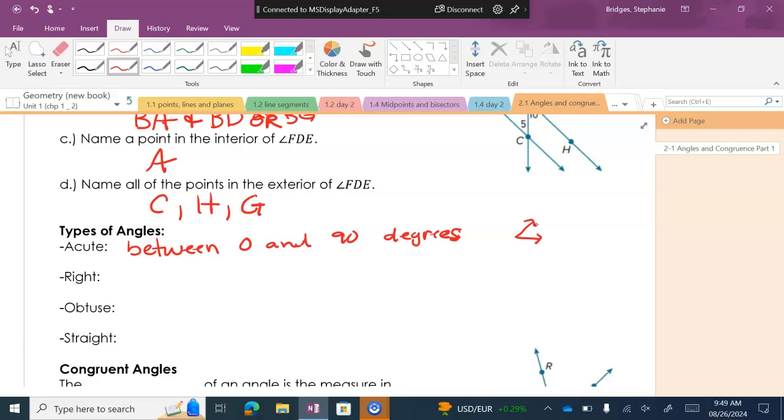What about a right angle? How many degrees is that? 90 degrees. So the measure equals 90 degrees.